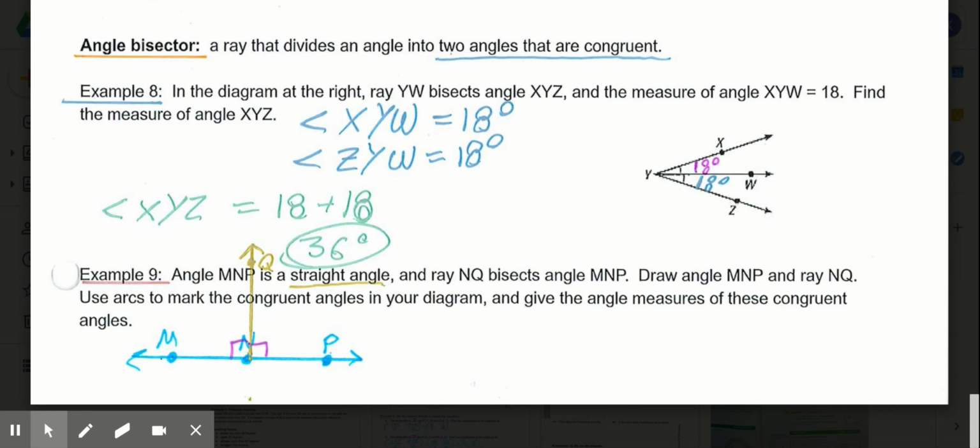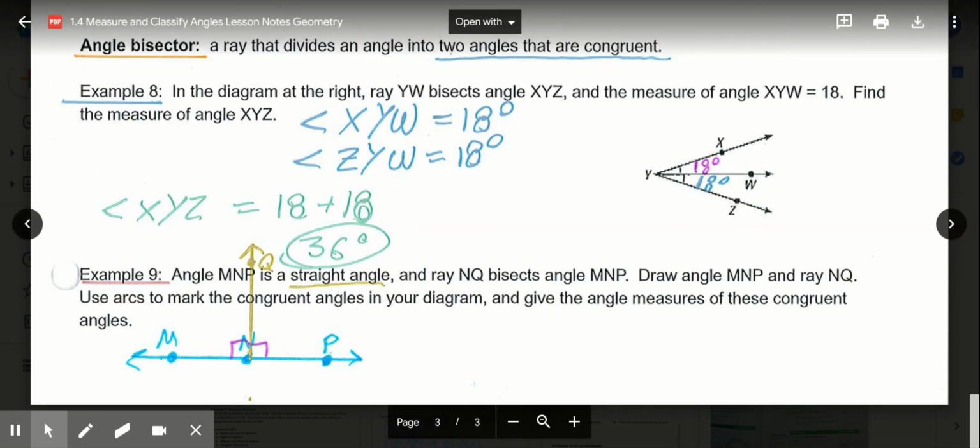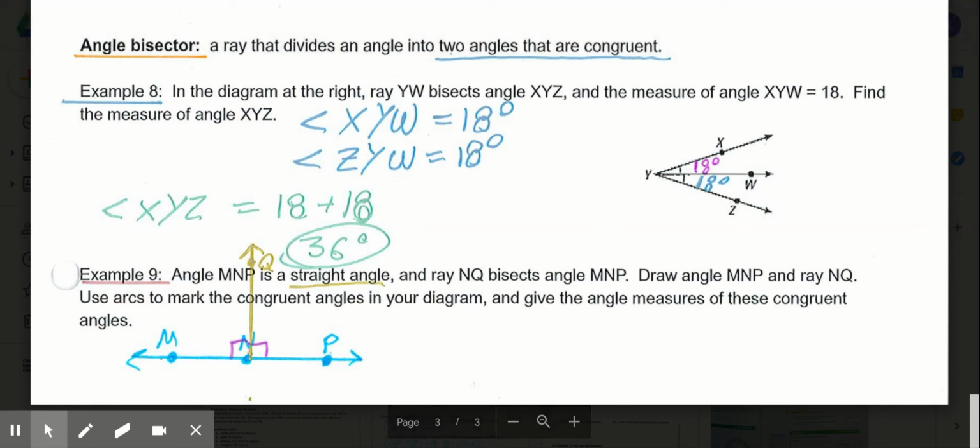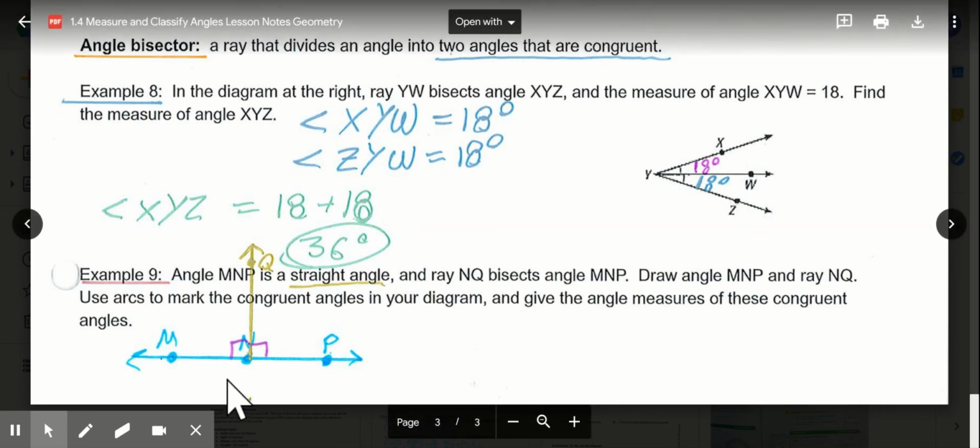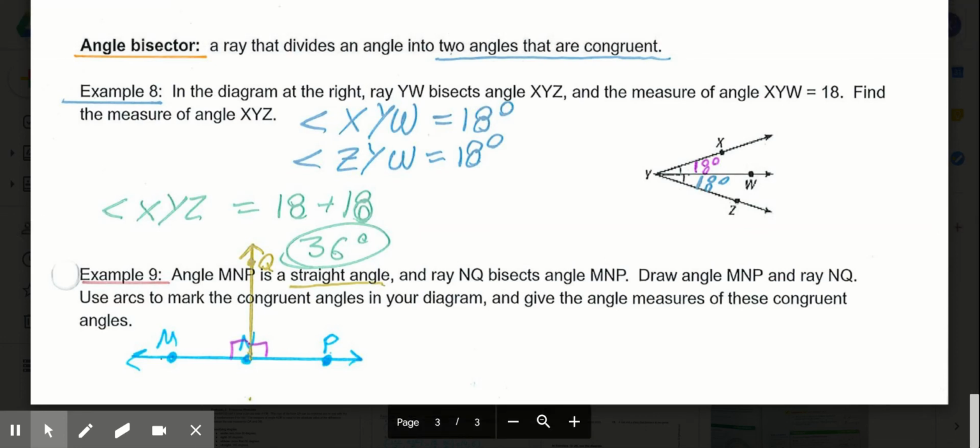So in this case, I knew that we had MNP and we drew that as a straight angle. So that's just MNP is a straight line. Then NQ is bisecting that into two equal parts. Well, 180 divided by 2 is 90 degrees. So I know that it needs to make two 90-degree angles.